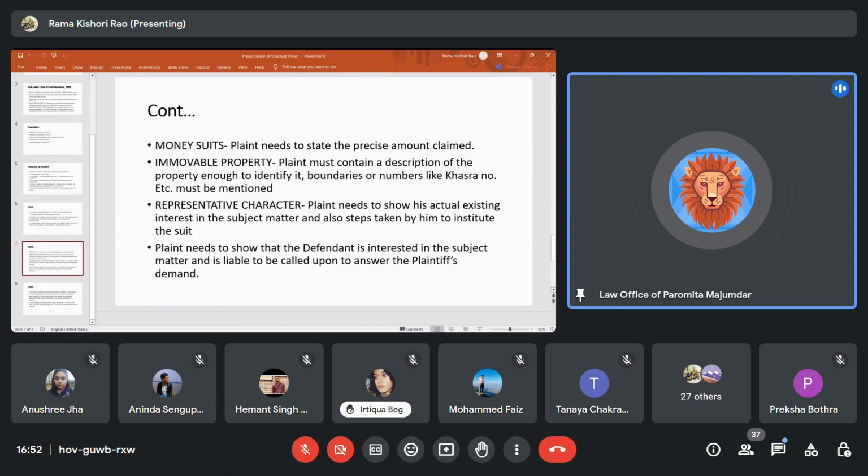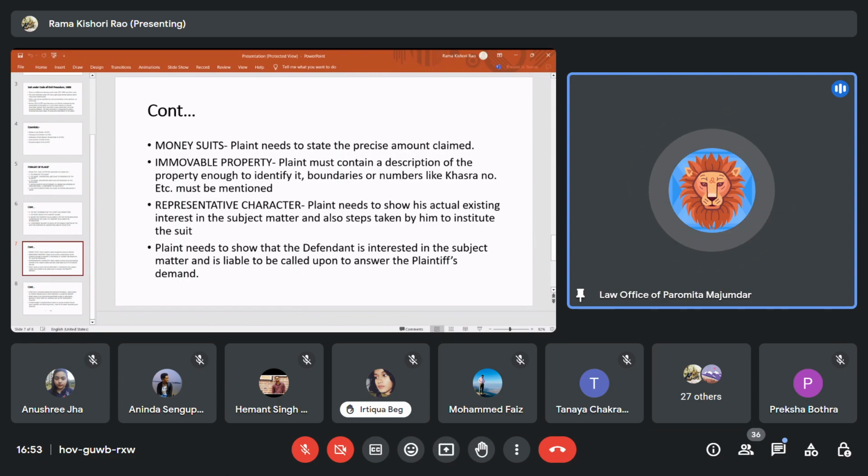Next is immovable property. The claim must contain a description of the property enough to identify it. It cannot be a random description. It needs to be very clear, because the court needs to decide whether it has jurisdiction over that individual property or not. Therefore, you need to provide the exact address of that property. If it's agricultural land, then you need to provide the survey number, boundary numbers, structure numbers, etc., so that it's easy for the court to identify the land and the neighbouring property, and decide whether it has jurisdiction over that particular property or not.